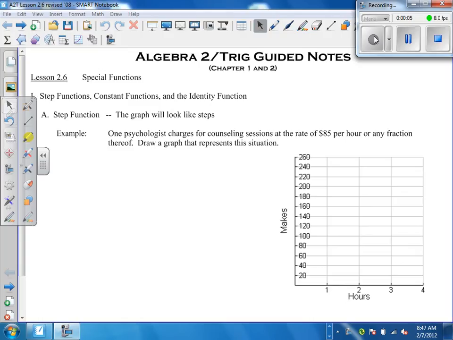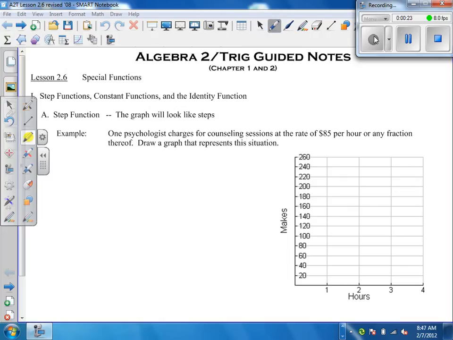Lesson 2.6, we're going to look at graphing several different types of special functions. Step functions, constant functions, identity functions, absolute value functions will be some of the ones we'll look at. First thing we're going to do is look at a step function.